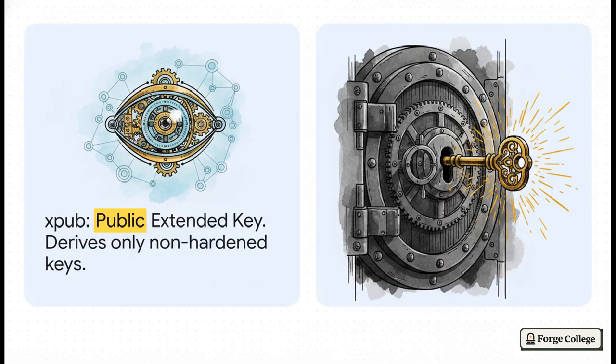The XPRV, on the other hand, the private extended key, holds the parent private key and the chain code. So the absolutely crucial takeaway here is that an XPRV can derive literally everything, all hardened and non-hardened child keys all the way down the line. It really is the master key to the castle.